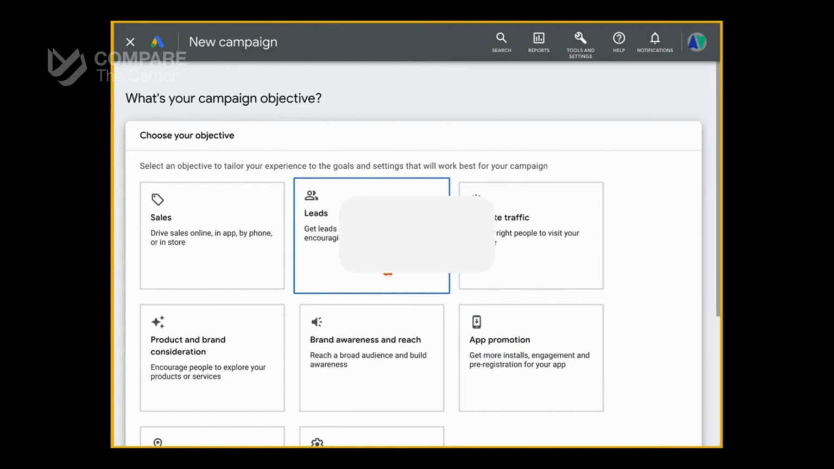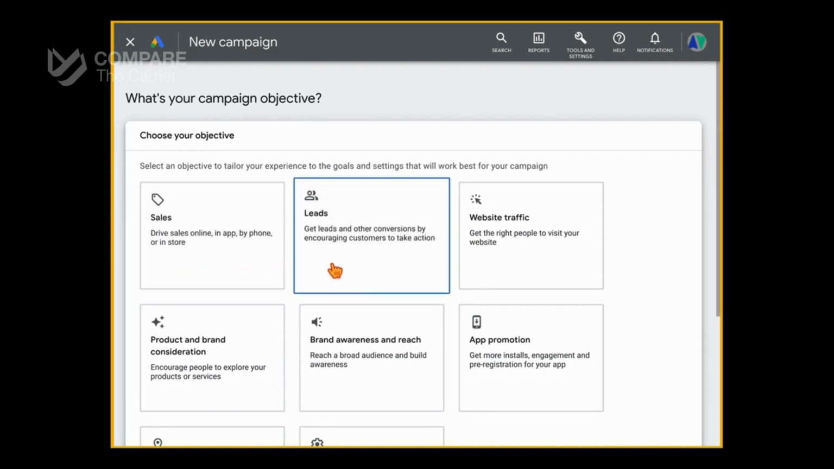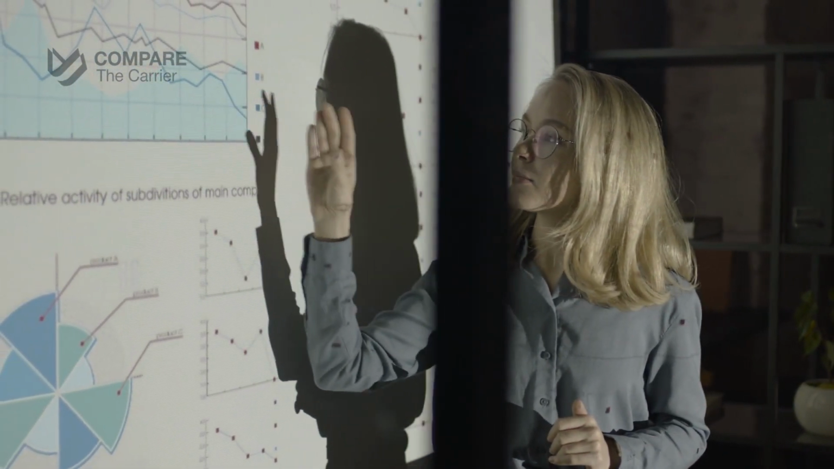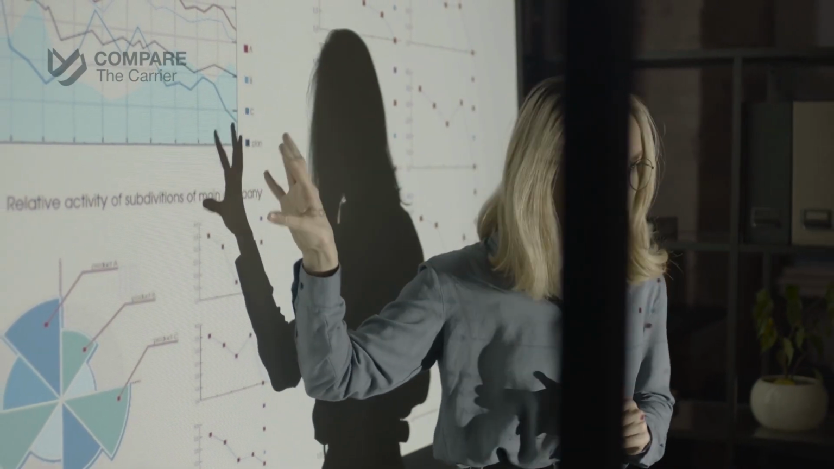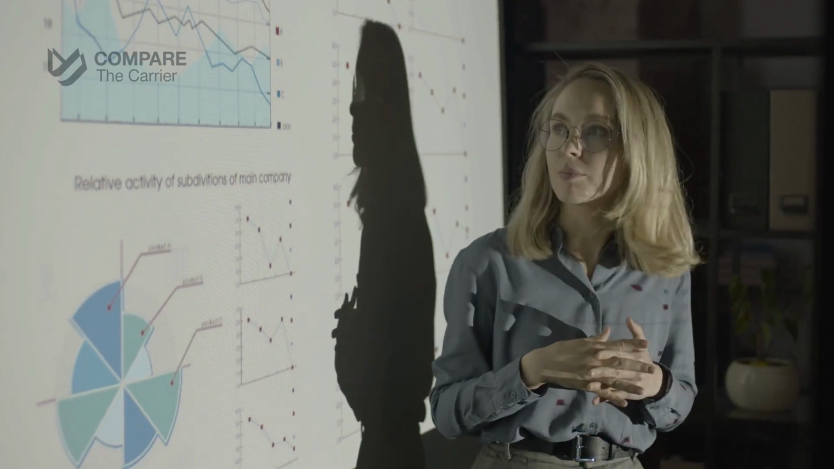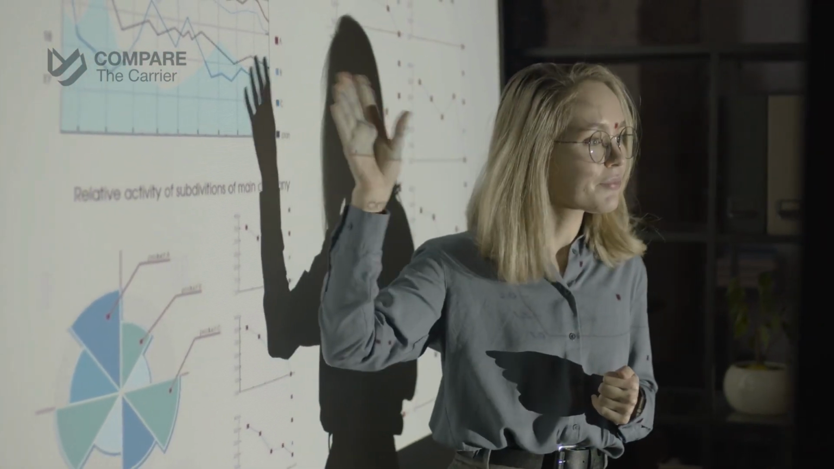First things first, goals. What do you want to achieve with this campaign? Are you looking to drive sales on your website? Generate leads for your sales team? Increase brand awareness? Be specific. Don't just say more sales. Think about concrete targets, a percentage increase, a certain number of leads, or a specific growth in website traffic. The clearer your goals, the better you can measure your success.